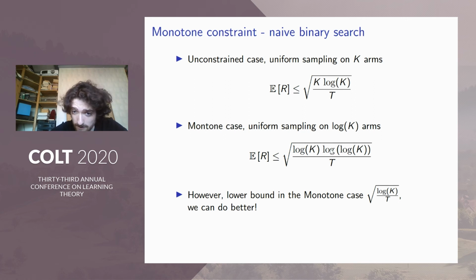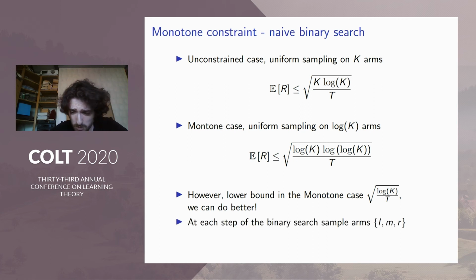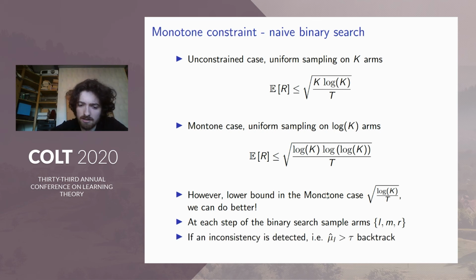Primarily, we have to remove this term here, the log log K term, which comes from the union bound. But at the moment, the union bound is necessary, because if during our binary search we have a sample mean that is very far from its true mean and we go in the wrong direction, we can never go back. So we're not going to be able to achieve a bound on regret. We need some way to correct our mistakes. The way we're going to do this is, at each step of the binary search, instead of just sampling the midpoint, we'll sample the leftmost arm and the rightmost arm. If we detect an inconsistency, if something seems funny, we can backtrack to the previous step of the binary search, and this will allow us to make a mistake.